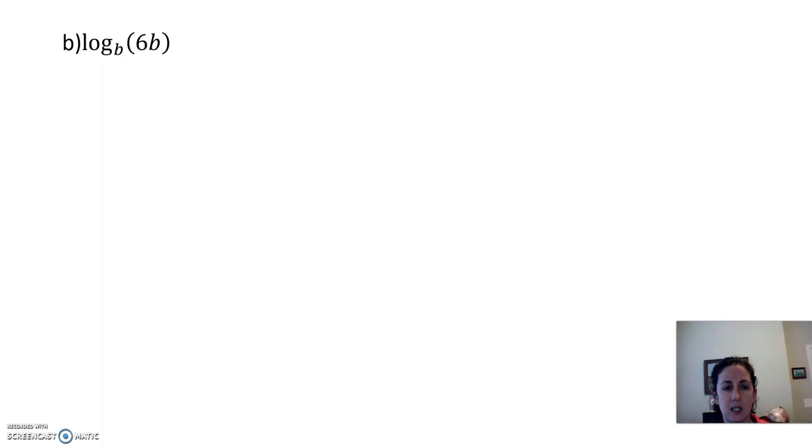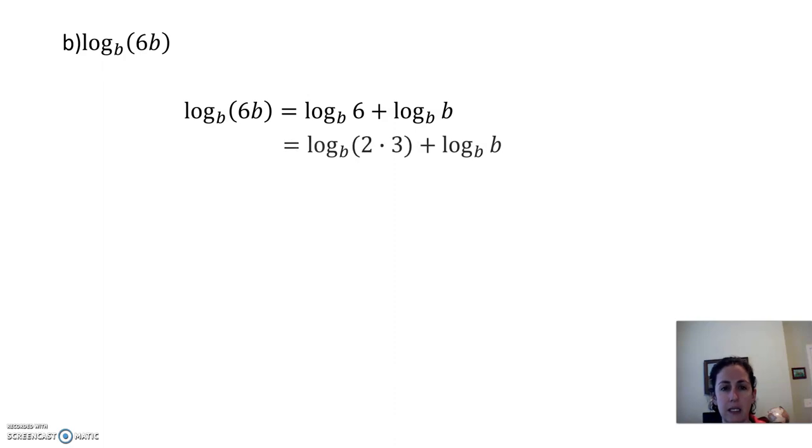Log base b of 6b. What we're taking the logarithm of, we're taking the logarithm of two things being multiplied. I can break that up into two logarithms being added, log base b of 6 plus log base b of b. So again, we know our log base b of 2 and our log base b of 3. Well, what is 6? 6 is 2 times 3. So I can break this up even further, a logarithm of two things being multiplied, into the log of the first plus the log of the second.